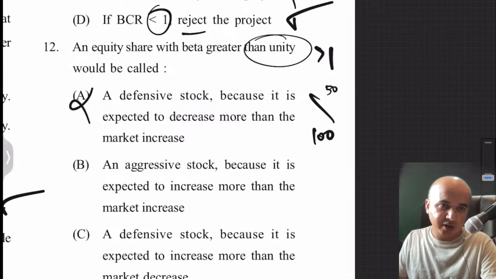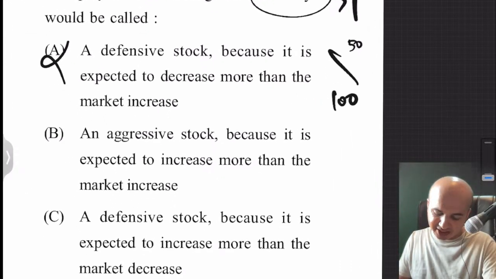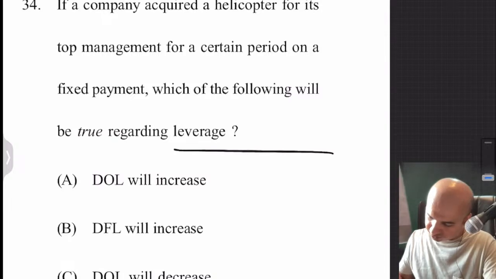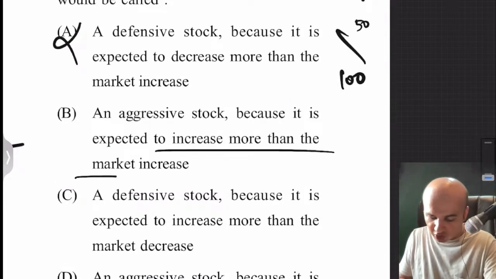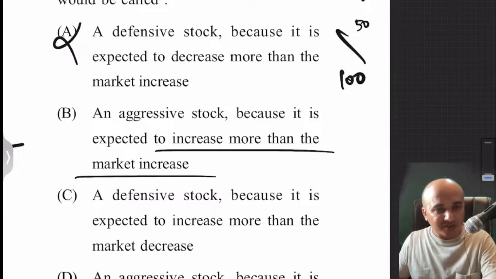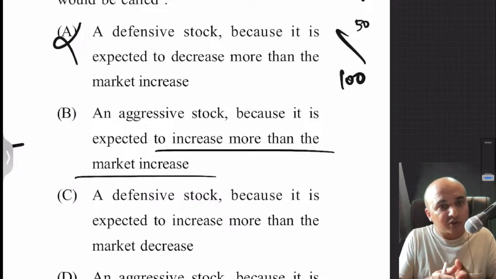Now let us look at option B. An aggressive stock, an equity share with beta greater than unity would be called an aggressive stock because it is expected to increase more than the market increase. So this is in fact the correct statement. Why? Because as we just now saw, it is an aggressive stock. Why? Because the beta is more than 1.